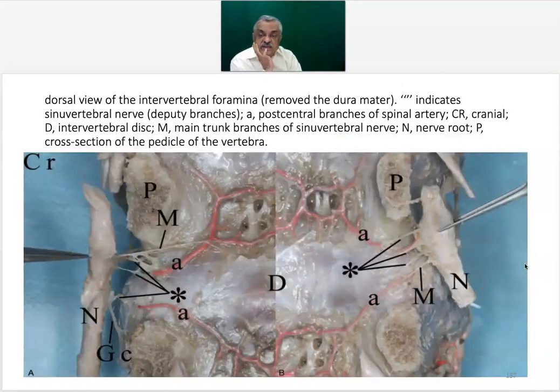We go further, where we have removed the dura mater, and now we will see the sinuvertebral nerve and these branches. This is the nerve, gray rami, this is the artery, this is the disc, this is the pedicle, this is the lower pedicle, and we have to see that everything above this end plate up to the pedicle will be the upper zone, the disc area will be the middle zone, and everything below this end plate down here will be the lower zone or the lateral recess, where the traversing nerve will be situated.